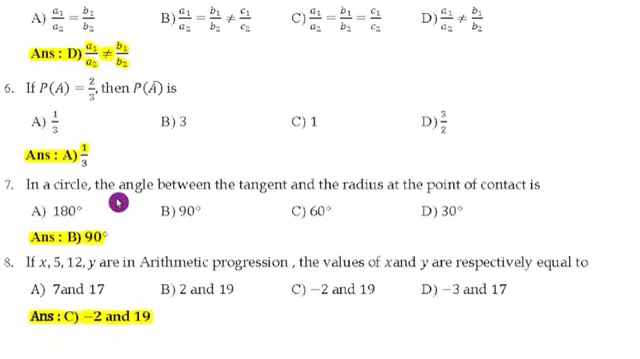Seventh question, in a circle the angle between the tangent and the radius at the point of contact is 90 degree. Always when the tangent is formed, there we get a 90 degree angle. So option B is the answer.